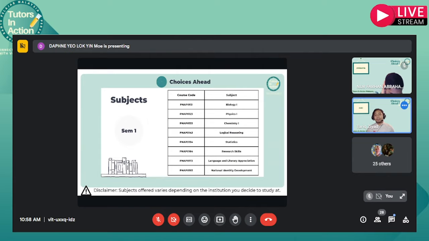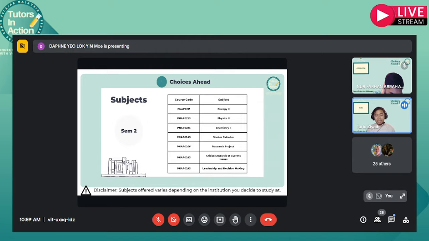But it is what it is for the program. And so moving on to the second semester subjects. For the sciences subjects, you're looking at a continuation of them. You're looking at AP Biology 2, AP Physics 2, AP Chemistry 2. And just to give a rough idea, for each of those sciences subjects, you would have around 30 chapters for the whole year. Yes, so 30 chapters is definitely a lot.